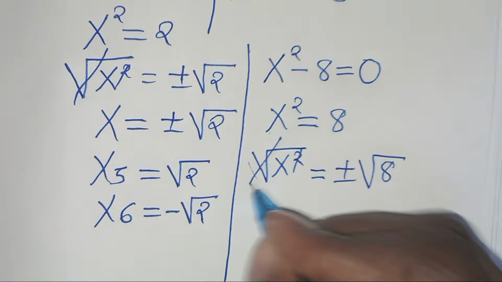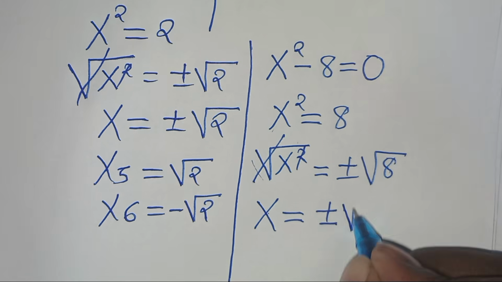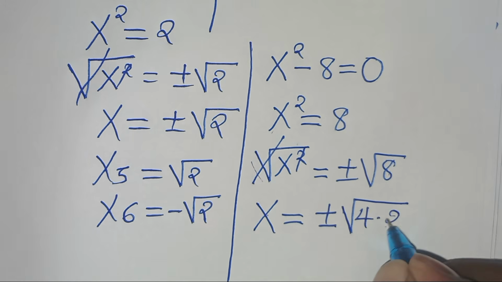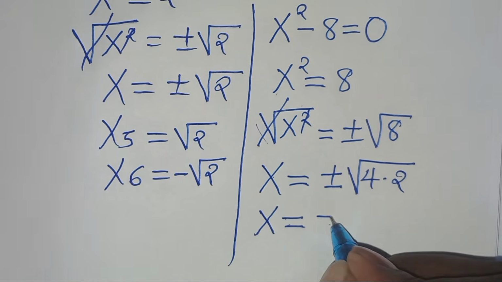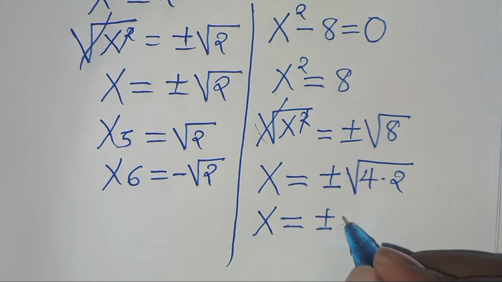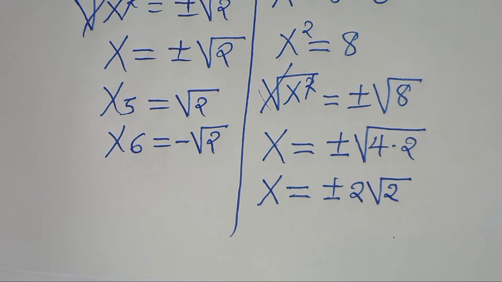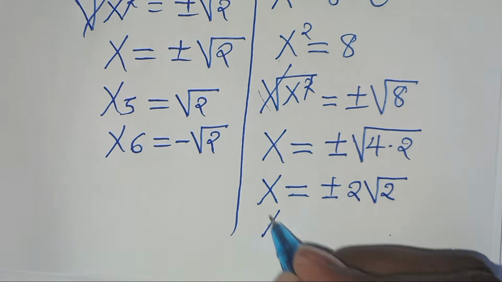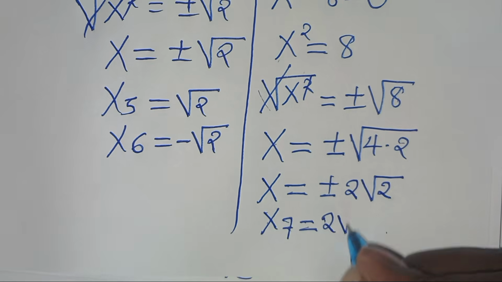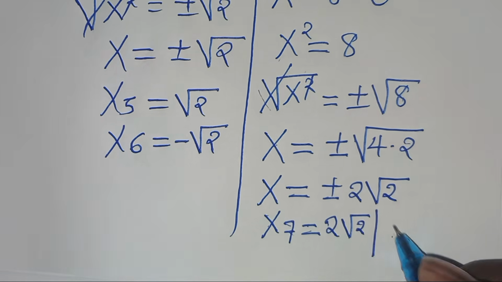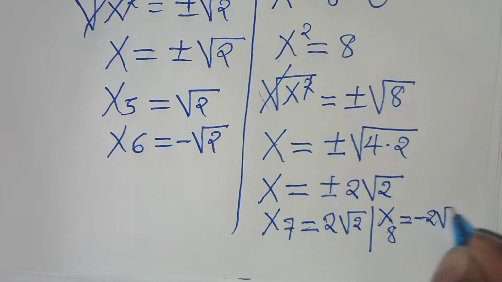So let's eliminate the square root sign here so that x is equal to plus or minus the square root of 8. Square root of 8 is the same thing as square root of 4 multiplied by 2. So now we have x equal to plus or minus square root of 4, which is 2, multiplied by square root of 2. So we have x7 equal to 2 square root of 2, and x8 equal to negative 2 square root of 2.